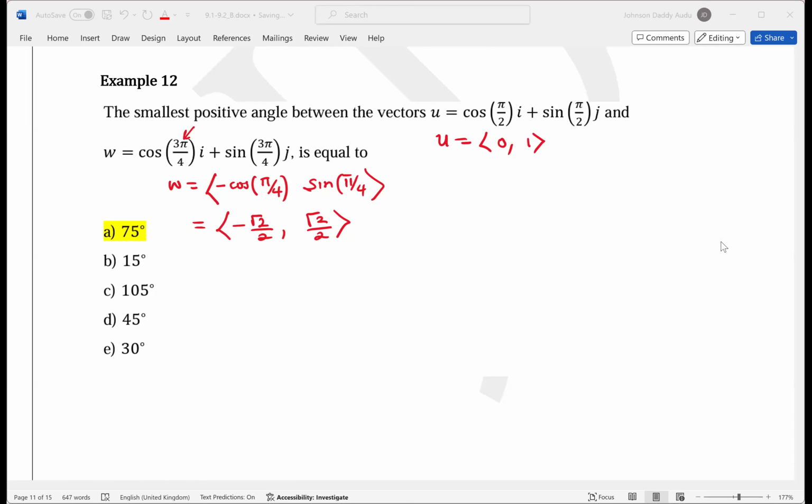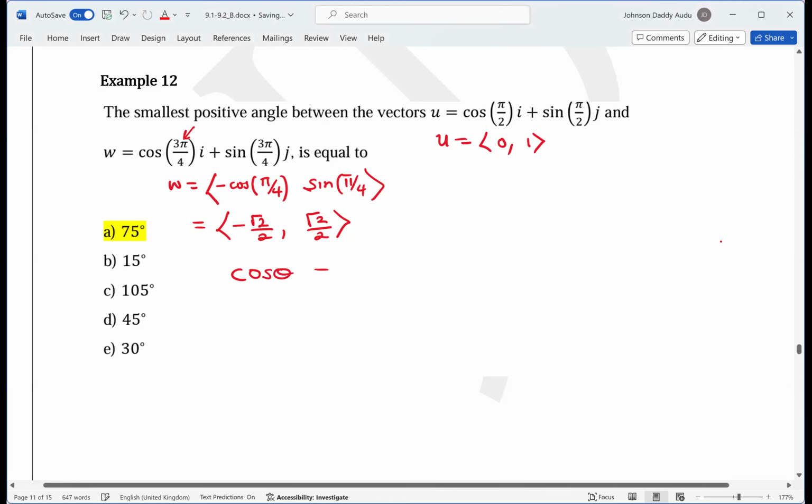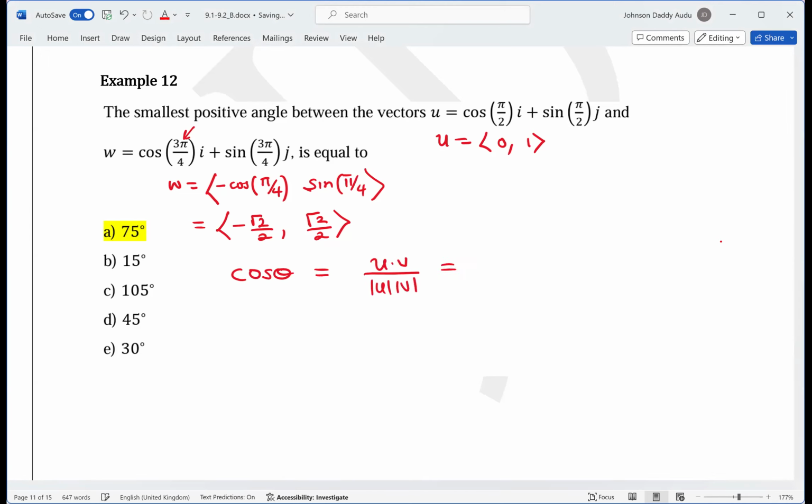All right, so here we will find the formula. Remember, cosine theta is u dot v over what? So what is u dot v? Now we'll use w. So it's going to be u dot w, because we don't have v, we have w. U dot w is going to be 0, 1. That's minus root 2 over 2, root 2 over 2, right?